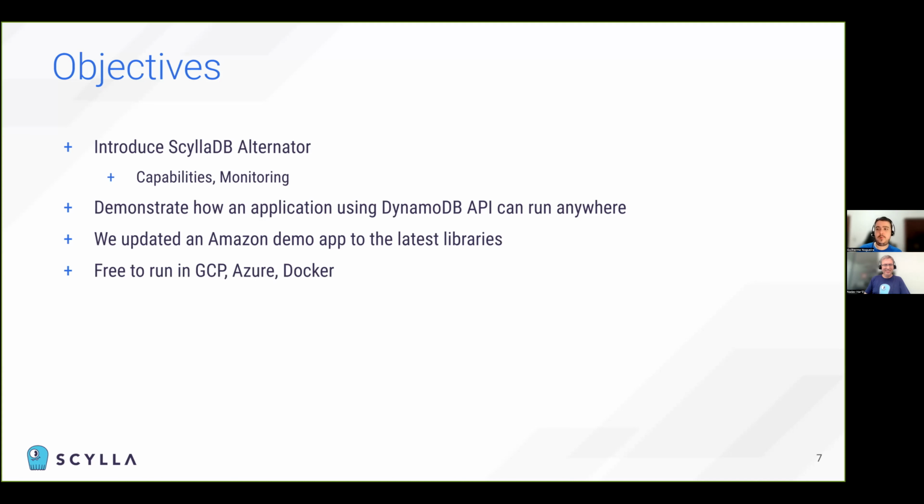Nadav, could you please take us through our objectives? Yeah, thank you. Okay, so what are the objectives that we'll talk about today? So first I'll introduce ScyllaDB and Alternator, what these are, the capabilities, discuss things like monitoring, other things. And then we'll demonstrate how to write an application that uses the DynamoDB API and run it anywhere, not just on AWS like you're maybe used to doing with DynamoDB, but on any other cloud or on-premise or anything like that.